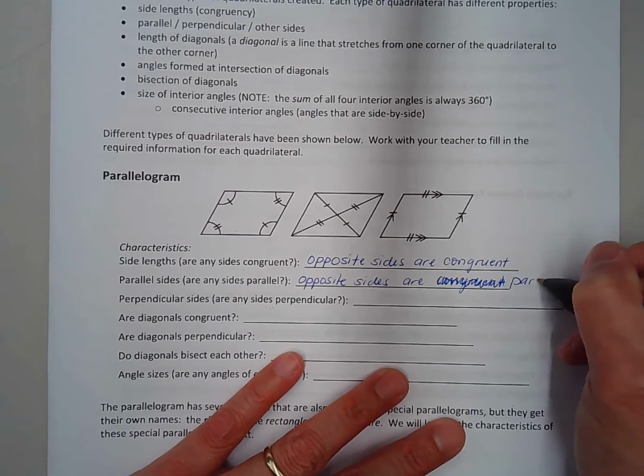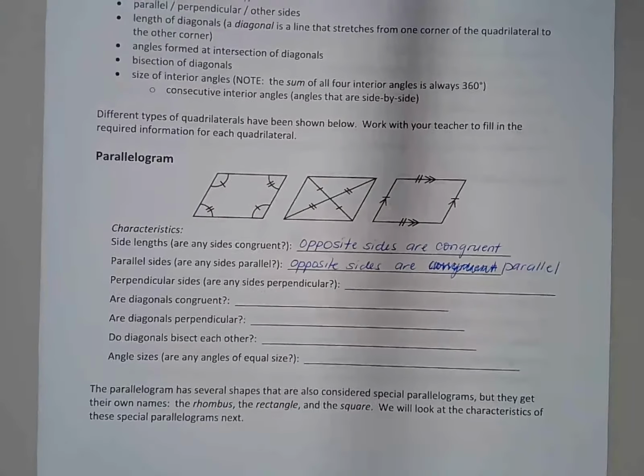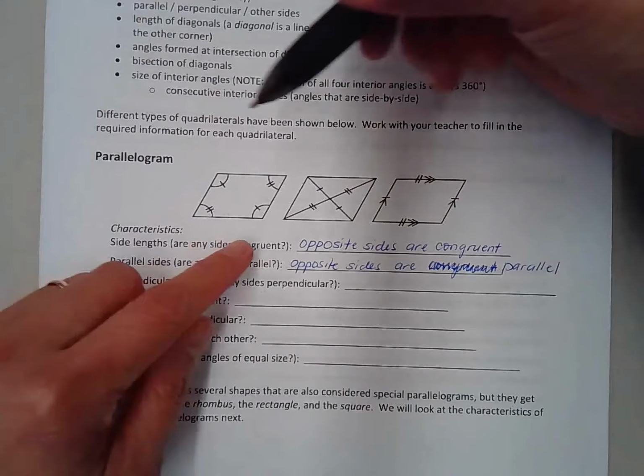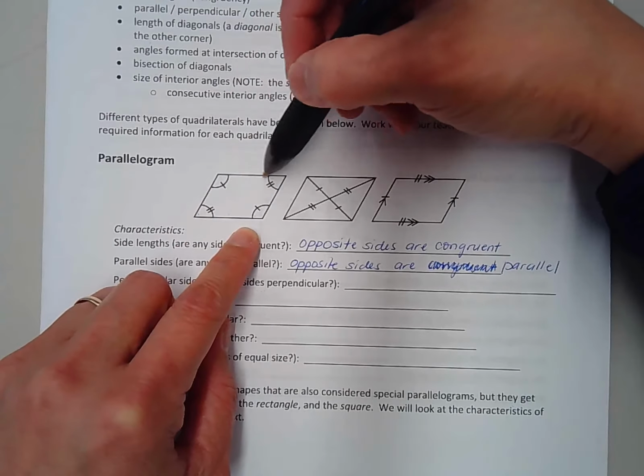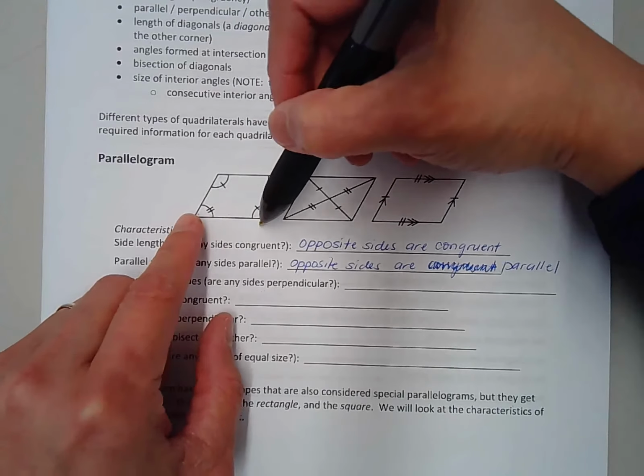Parallel. Yeah, so opposite sides are congruent. Congruent means the same length. And they're going in the same direction.